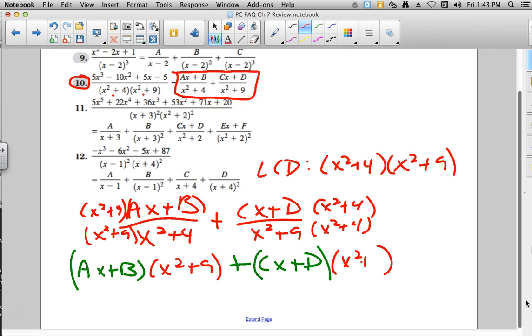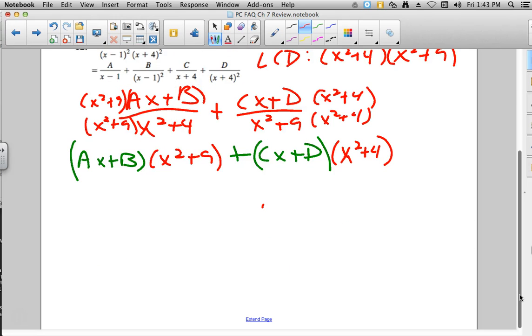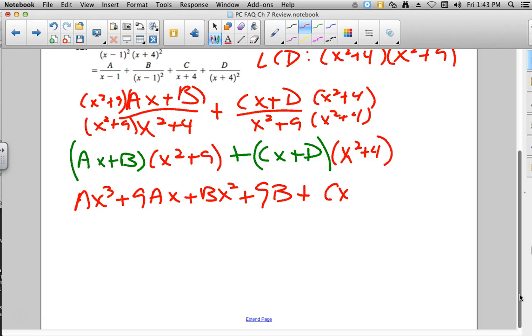So again, the reason that we just drop the denominators at this point is because we don't need them. The denominators are already the same. We're interested in getting the numerators to be correct. So we'd use some FOIL, and it's not beautiful FOIL because these are nasty, but ax³ + 9ax + bx² + 9b + cx³ + 4cx + dx² + 4d.